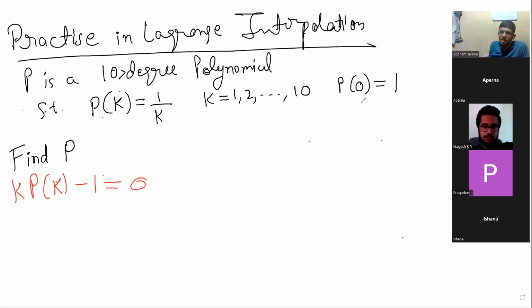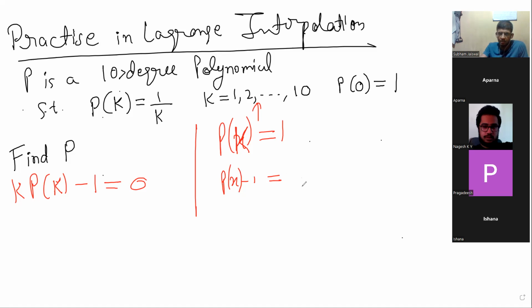What polynomial should I consider? Suppose it was given that P(x) is equal to 1 for x in this set, and at 0 it is also equal to 1. Now what would you consider? You would obviously consider the polynomial P(x) minus 1, and you know that P(x) minus 1 has these roots. What are the roots? 1, 2, 3 to 10. Is that right? Correct.